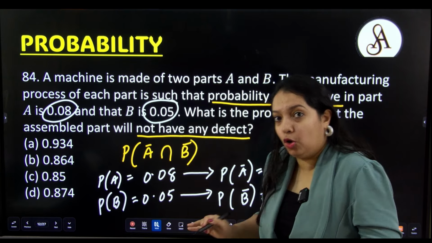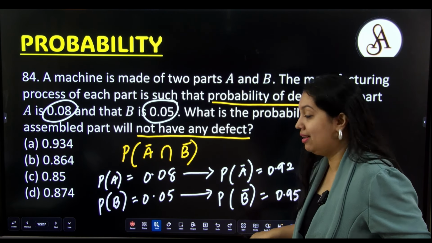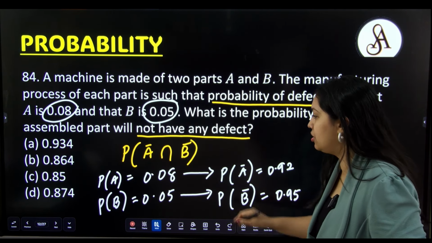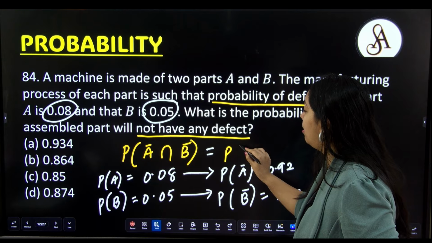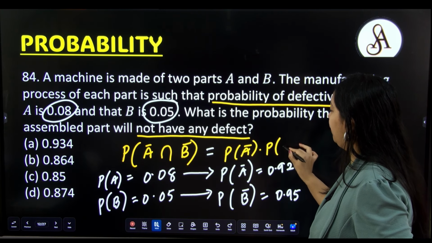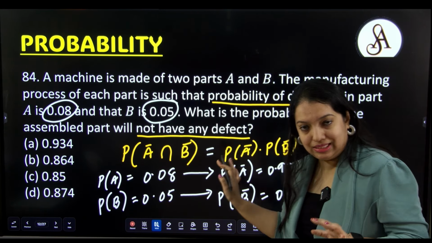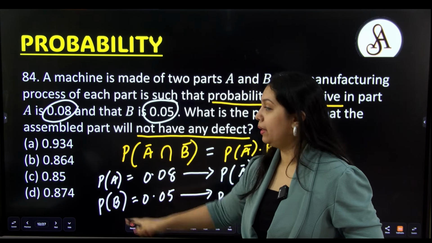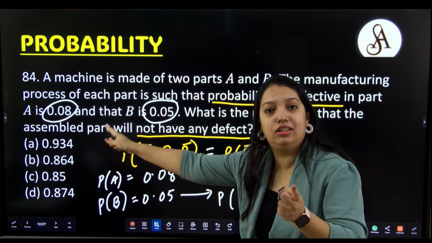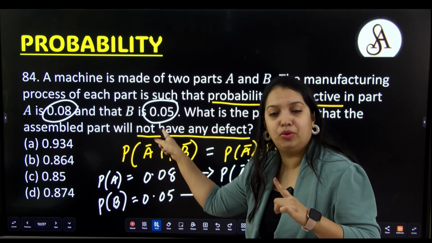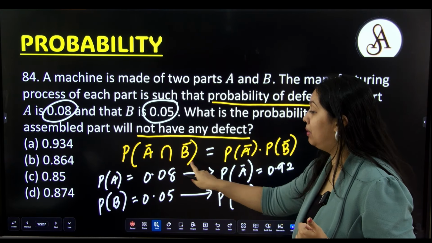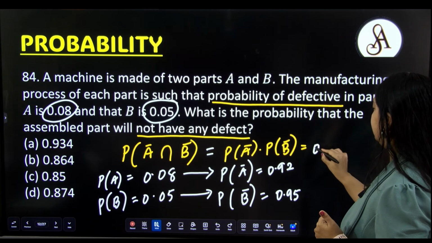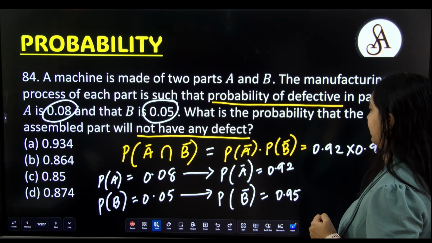I want no defect in A and in B. That means I want this and this. What do you mean by the word and? Multiplication. So this can be given using the formula P of A dash into P of B dash. I can do this directly using multiplication only and only if two events are independent. Now, A becoming defective does not depend on B. There's no connection between both of them. Independent events directly multiply whenever they give intersection in the question. Your value is 0.92 into 0.95.